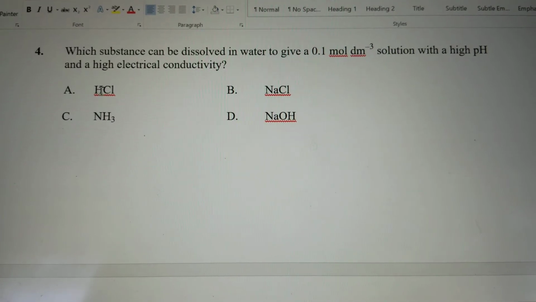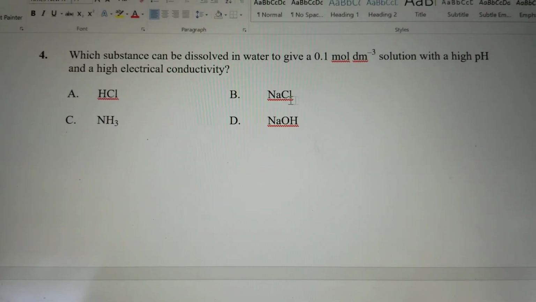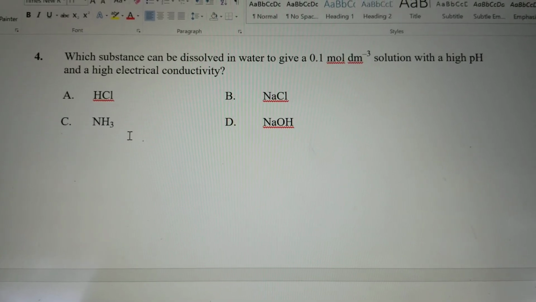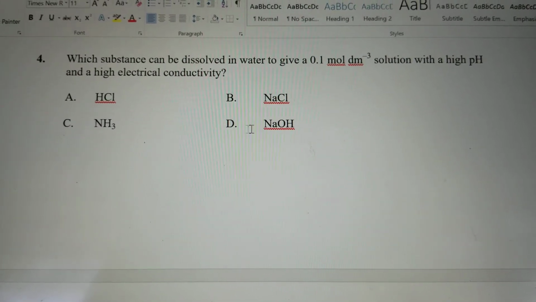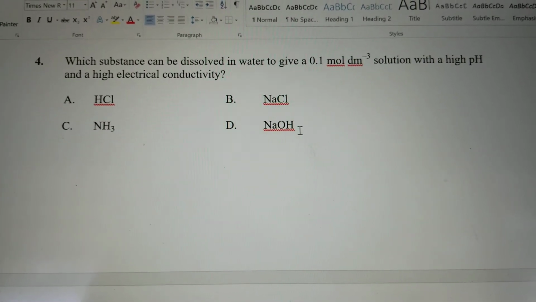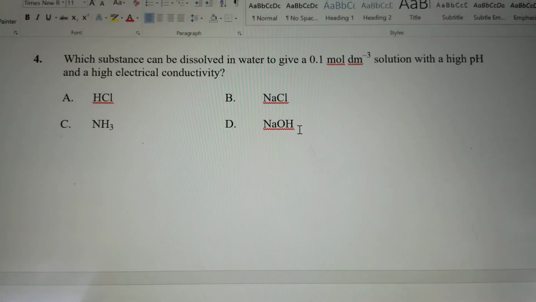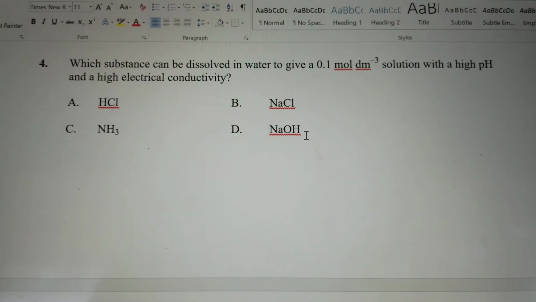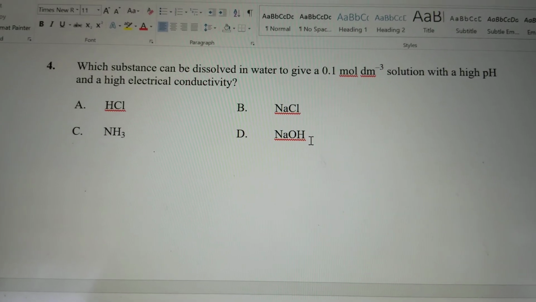So it's not A because A is an acid. It's not B because B is a salt. And it's not C because NH3, ammonia, is a weak base, where NaOH is the only one that's a strong base. So I want you guys to look at your blue books and see that there's a list of strong acids and bases and weak acids and bases. You need to be familiar with those.